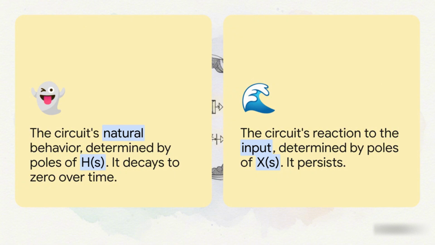Think of it like ringing a bell. That initial ding is the transient part. It's determined by the circuit itself, and it eventually fades away. Then you have the steady-state response. This is how the circuit is forced to behave by the input signal you're feeding it. This part sticks around for as long as you keep that signal on.